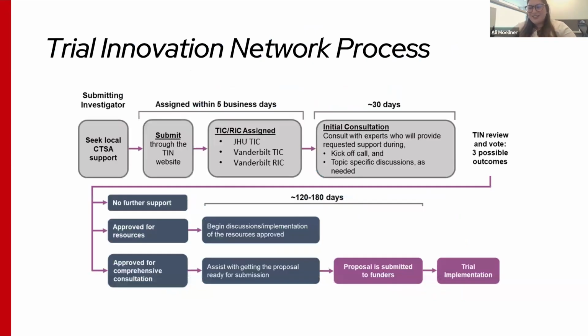Sorry, I'm trying to get through this just so we have time for questions. If you work with the Trial Innovation Network, I just want to point out it can be a long process. It's not something that's done very quickly. You have multiple steps to go through. It can take about 7 months from working with Theresa and I to get you submitted to the TIN all the way through trial implementation, if that's the route you're taking.